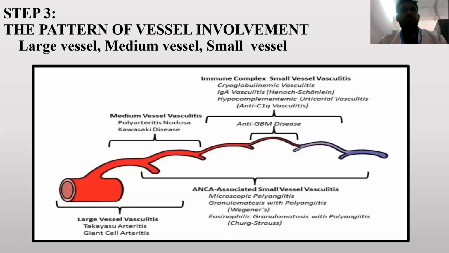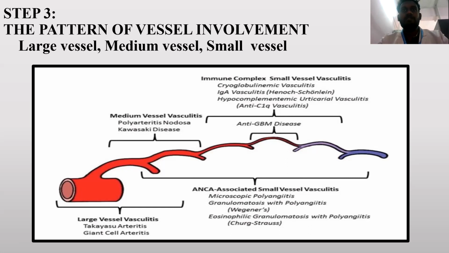important. Step 3 is to look for the pattern of vessel involvement, mainly whether it's a large vessel vasculitis, a medium vessel vasculitis, or a small vessel vasculitis. We should always try to assess the pattern of involvement, because based on that we can know the probable diagnosis, like I told in the chapter on classification. Large vessel involvement means either it will be Takayasu arteritis or giant cell arteritis. Medium vessel means either it will be polyarteritis nodosa or Kawasaki disease.